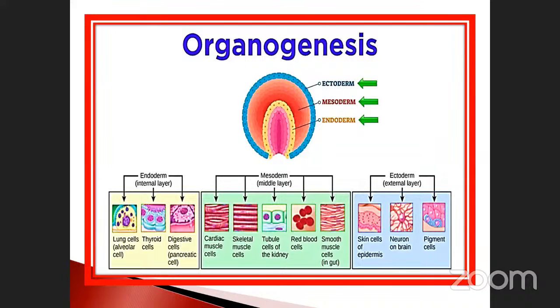Ectoderm, the external layer, is nothing but the skin. You already know about the skin, neurons of the brain, and pigments. Pigments means melanin. Your skin color is decided by melanin. Okay, these are all things. What the functions are depends upon the organogenesis.